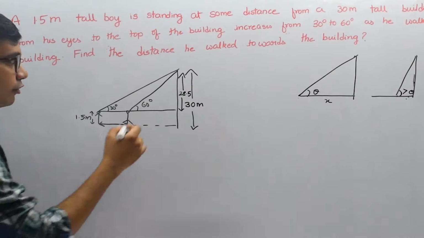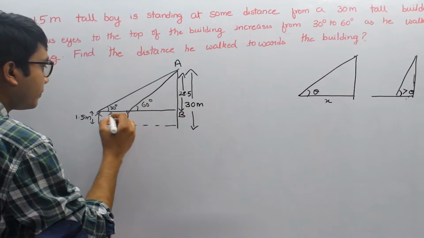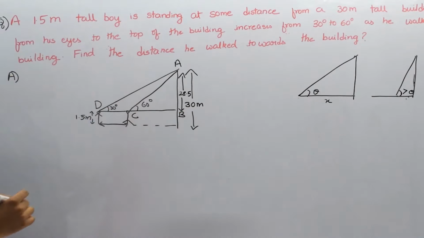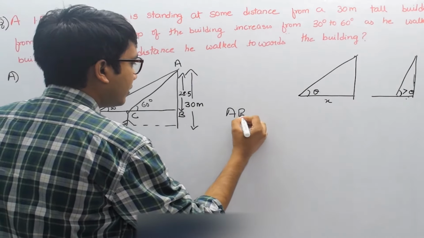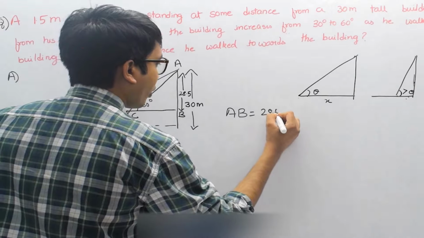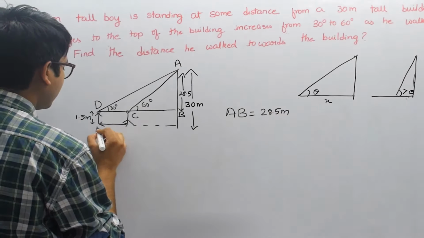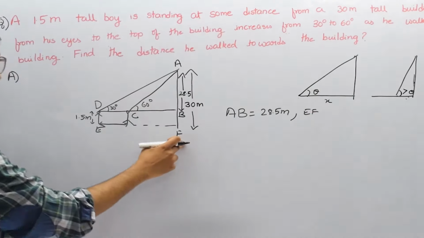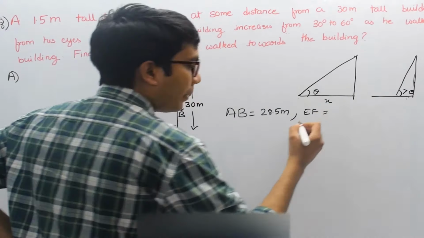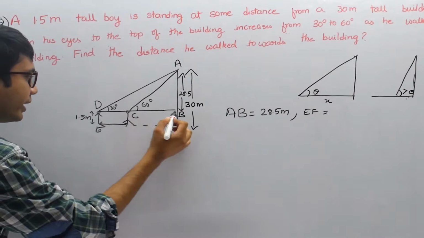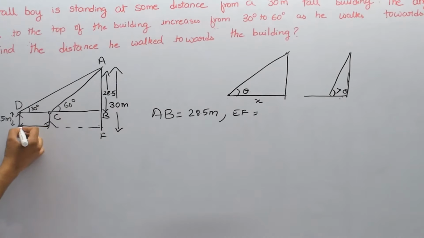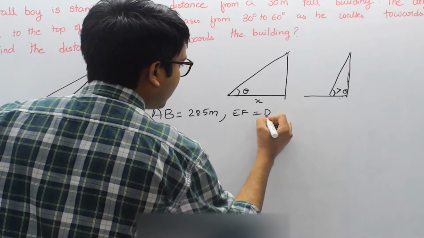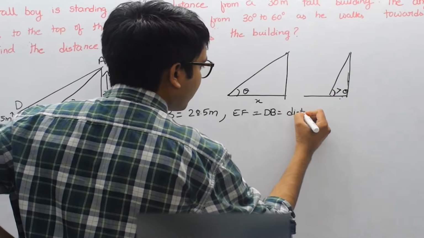Okay, so in order to not get confused, let's mark this A, B, C, T. So AB is equal to 28.5 meters. And EF is the distance from building to the boy. But before writing, EF is equal to DB. The distance from building to his feet will be equal to the distance from building to his head. Let us assume that he is standing straight. So EF is equal to DB, distance from the building.